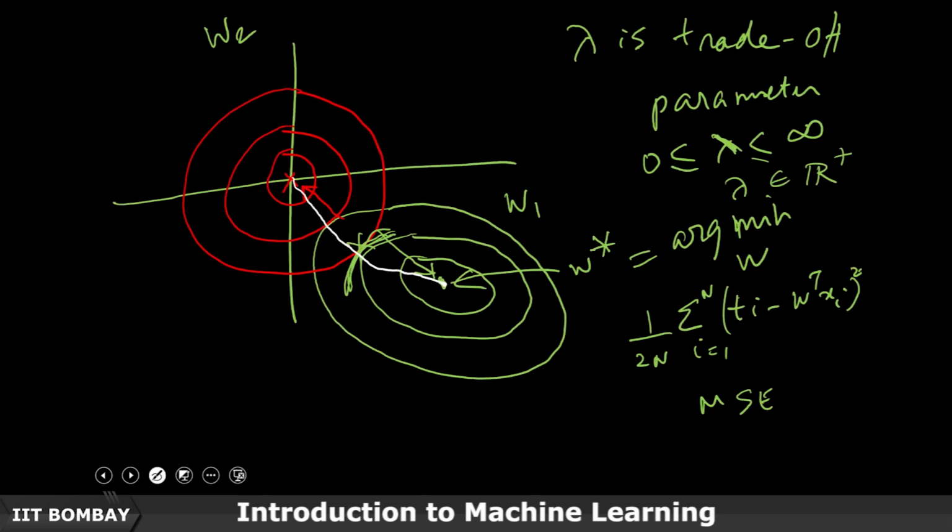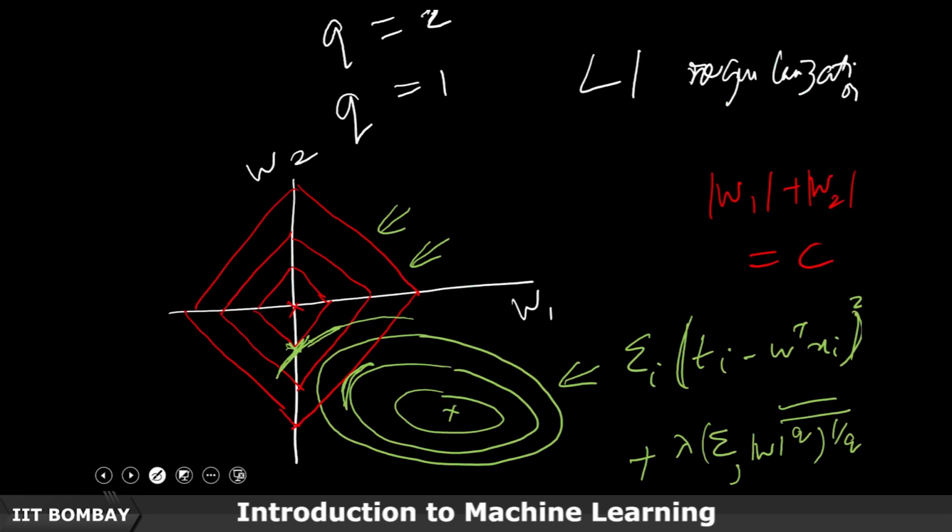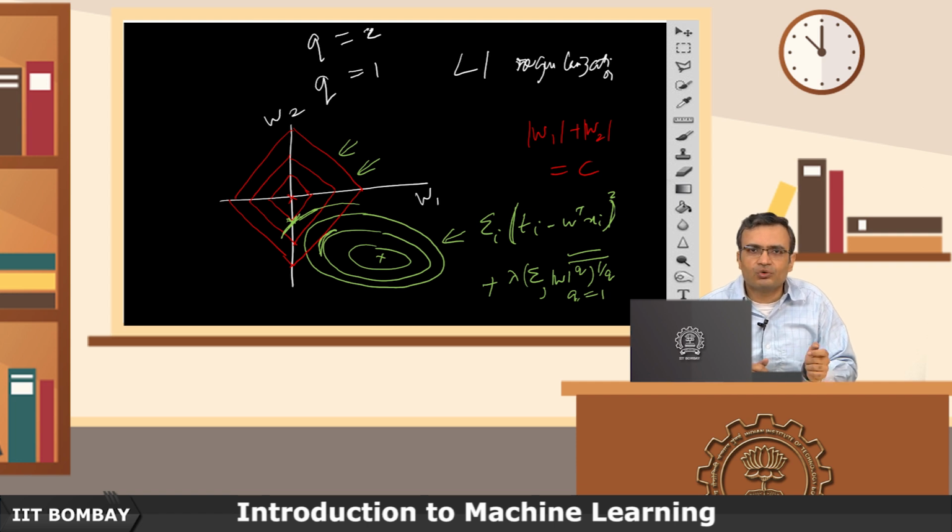So here earlier we had this to the power 2; here we will have q equal to 1. Whenever we have this, the contours of the second term are not going to be circles. They were circles and not ellipses for q equal to 2 because we were giving the same weight to all dimensions of W. But now we are giving the same weight to all absolute values of W, not the squares of W. So we will get these squares.